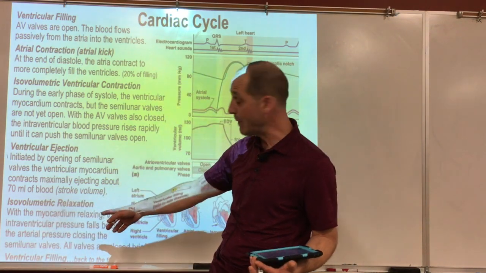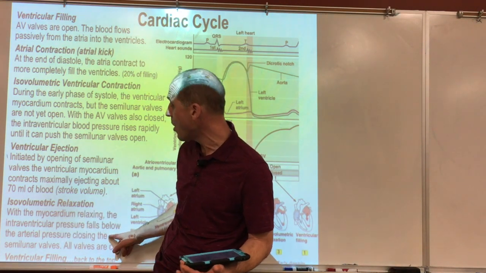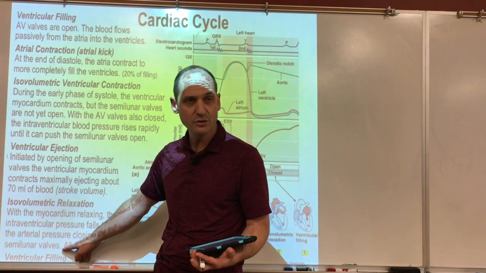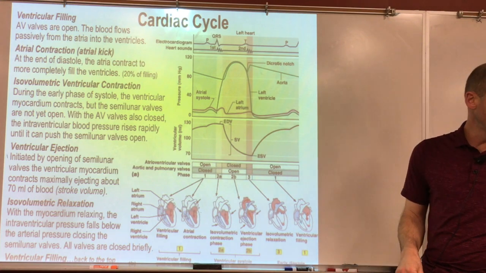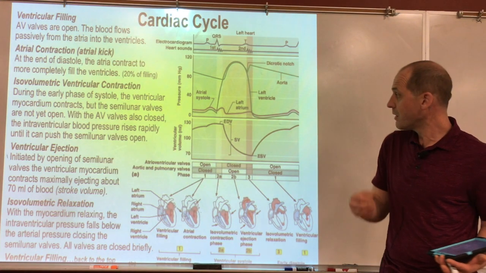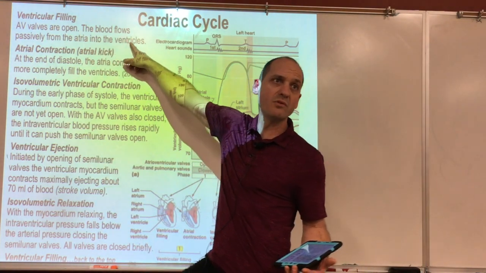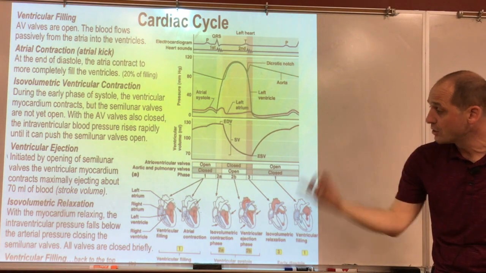That's a very brief moment, but with the myocardium relaxing, the intraventricular pressure falls below the arterial pressure, closing the semilunar valves. But the AV valves are still closed briefly before they open, and the heart muscle relaxes enough, and then we go right back up to here and we fill up with blood in the ventricle. So this is how the cycle goes.